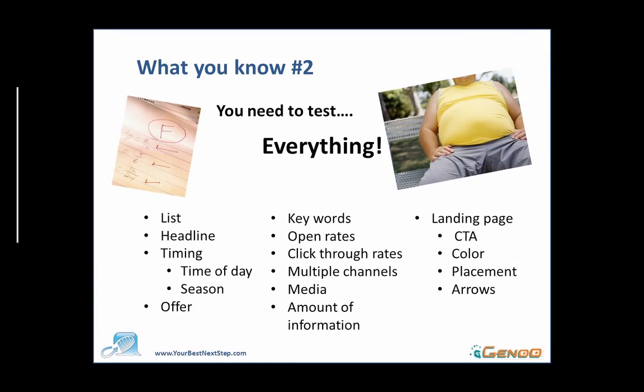And one of those roadblocks is actually the number of things we need to test. We need to test everything: the list, the headline, the timing, keywords, open rates, click-through rates, your landing pages. Color can make a difference on landing pages. Call to action, the placement of the call to action, whether or not you should use arrows. There's just a tremendous amount of things that are available to test. And that can be overwhelming, and that alone, in my experience, can put roadblocks in our path to actually doing what we know we need to do. So let's try and break down some of those roadblocks.